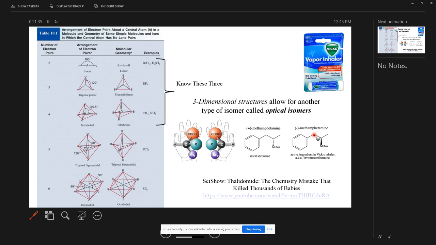But then here's also meth. But you can buy this stuff in the store. It's a nasal decongestant. It doesn't have the psychoactive effects. Again, the only thing different is the dashed bold. So it's a different 3-dimensional mirror image, but it has very different effects.